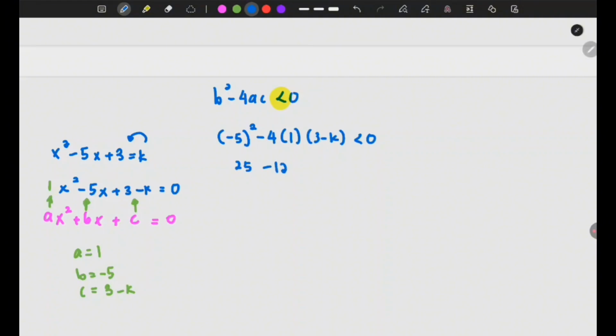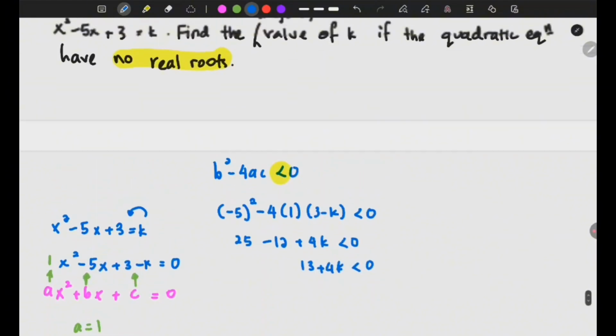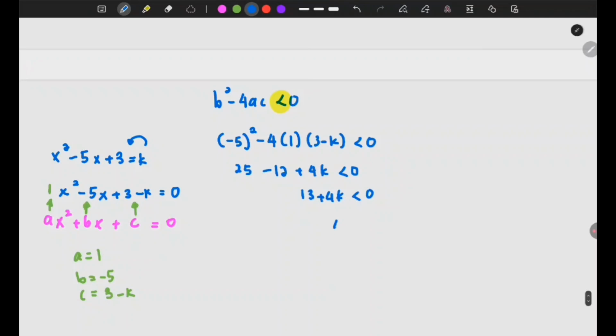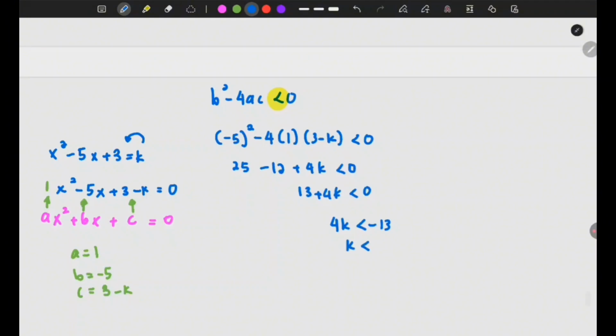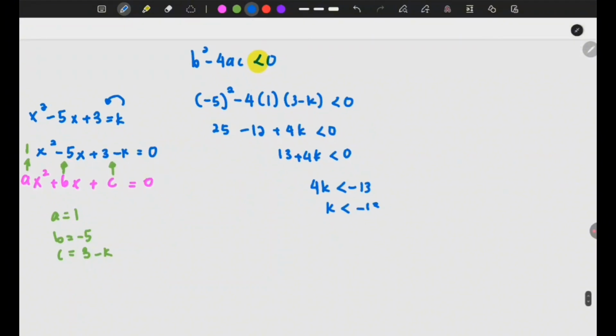25 minus 12 will be 13. 13 plus 4k will be less than 0. And the 13 you can bring to the other side. When you bring to the other side, the positive 13 will become negative 13. And my k, the 4 bring to the other side, negative 13 divided by 4. Done. This will be the range of my k. I didn't find the value, I found the range, because you can't find the value.